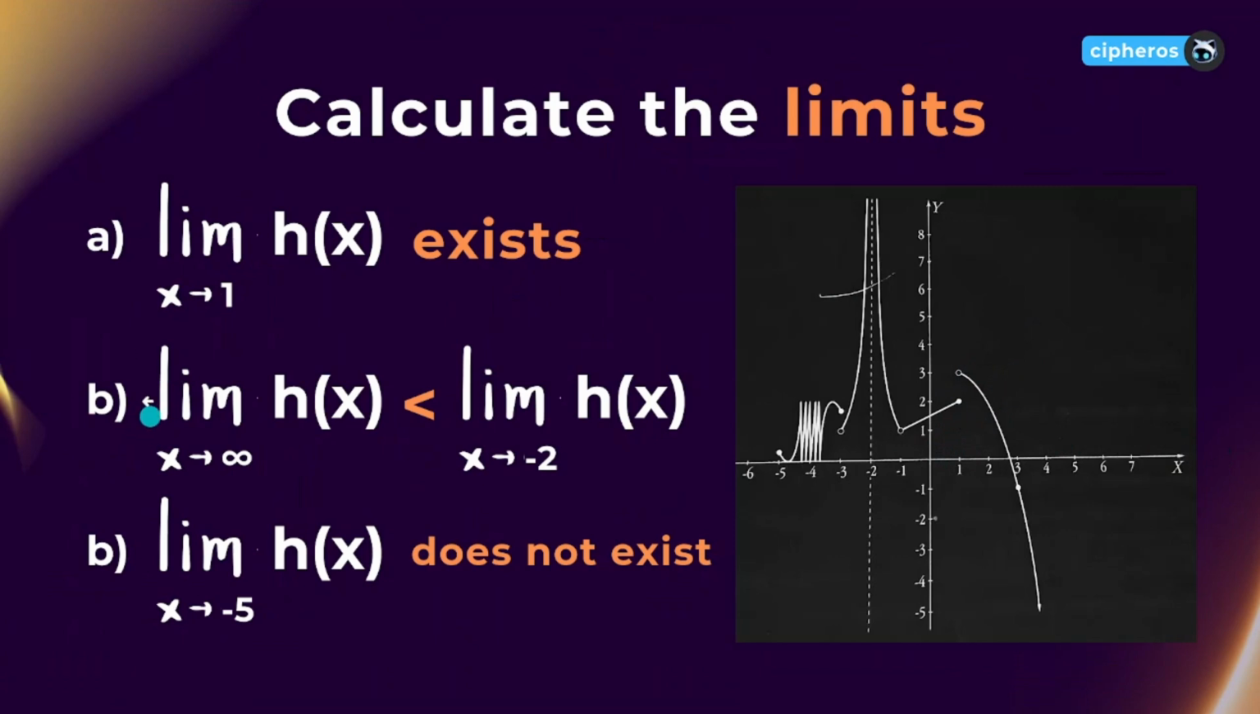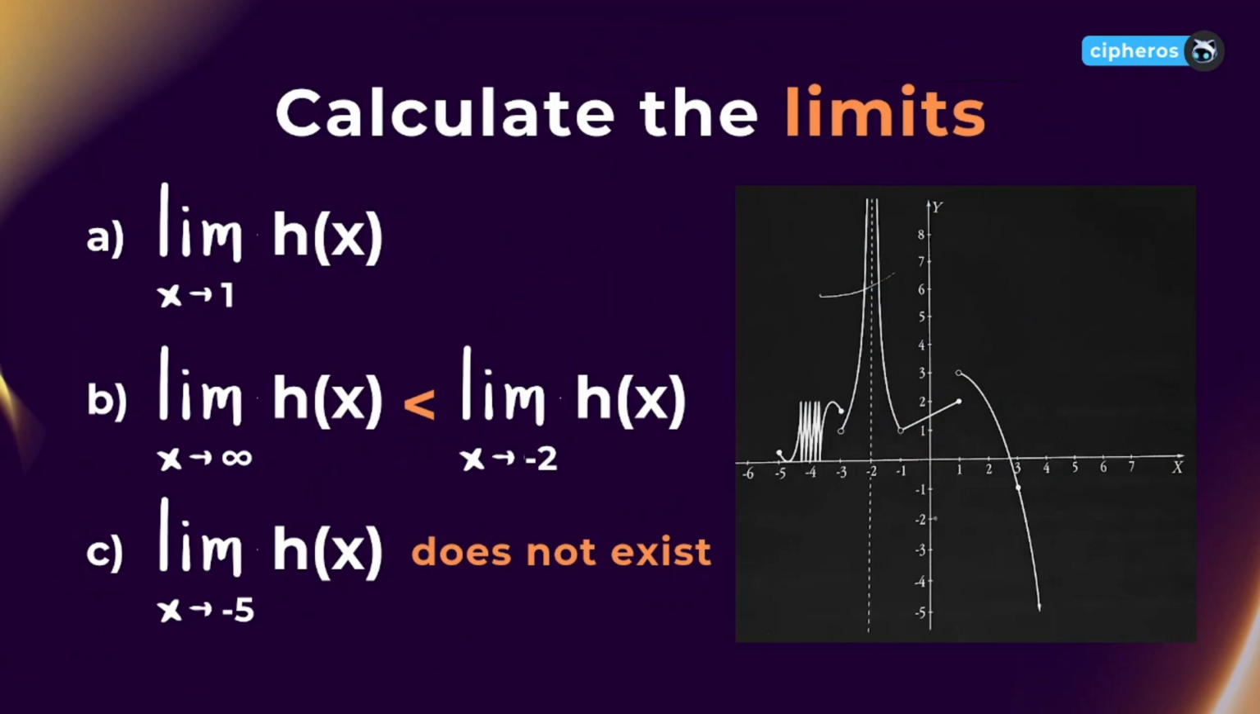Now, for the letter B, we have that the limit of h of x as x approaches positive infinity is less than the limit of h of x as x goes to negative 2. Therefore, try it out. You can see that as x goes to negative 2, h of x goes to positive infinity because there is an asymptote. Similarly, when we go to positive infinity with always greater values, h of x goes to negative infinity. Therefore, it's true because positive infinity is greater than negative infinity.